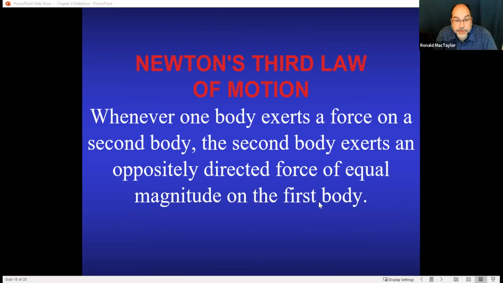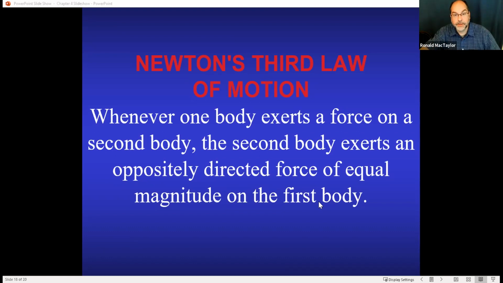That brings us to Newton's third law of motion. I know this is a lot of stuff kind of coming fast and furious, but you gotta just kind of take this in, we'll use it, and then we'll move on to the next stuff a little bit later. Whenever one body exerts a force on a second body, the second body exerts an oppositely directed force of equal magnitude on the first body. Just kind of push anything, push the wall, lean against the wall.